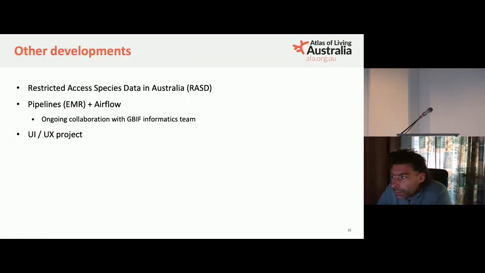Piers Higgs from Gaia Resources has talked about the restricted access species data in Australia platform. We continue to collaborate with GBIF on the Data Ingestion Pipelines project. The Atlas is now running these pipelines using Amazon's Elastic MapReduce service. We are now using Airflow to provide some workflow management of our data ingestion.